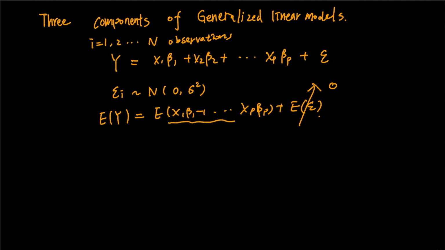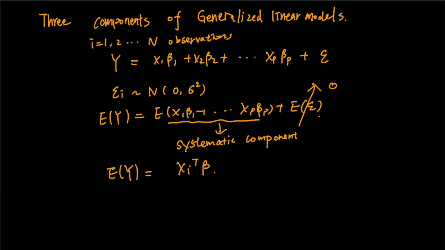And as you will see later, this is what we call a systematic component, meaning that these beta can be estimated from the data, and the x are the observed values. So there is no random part, which means we can drop this expectation. So what we get here is E[y] is equal to xi transpose beta. Or if we write it in a matrix form, then it's X beta.